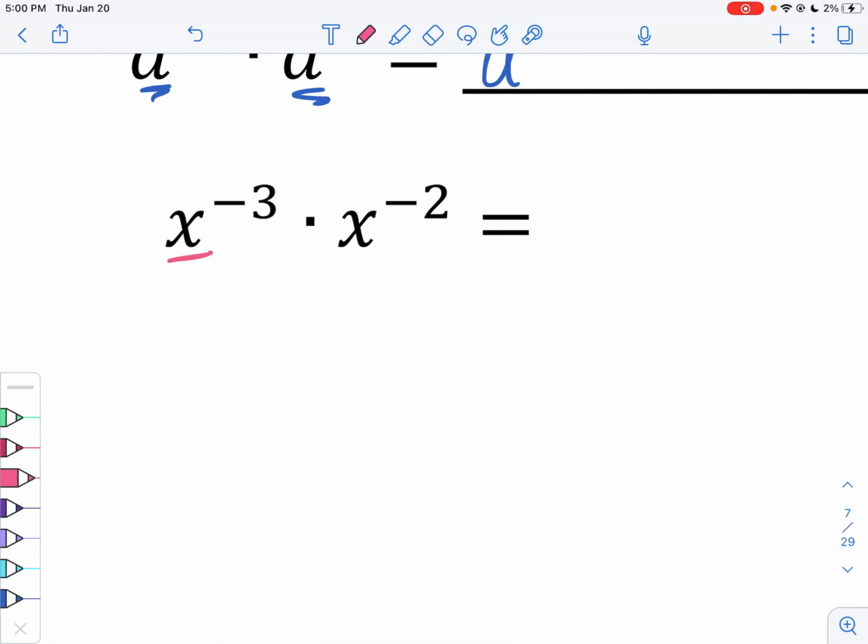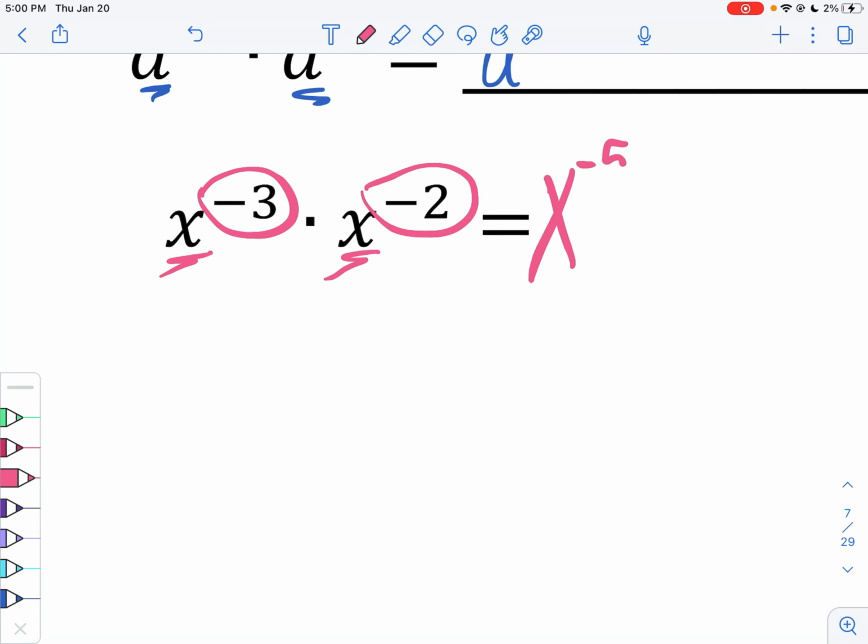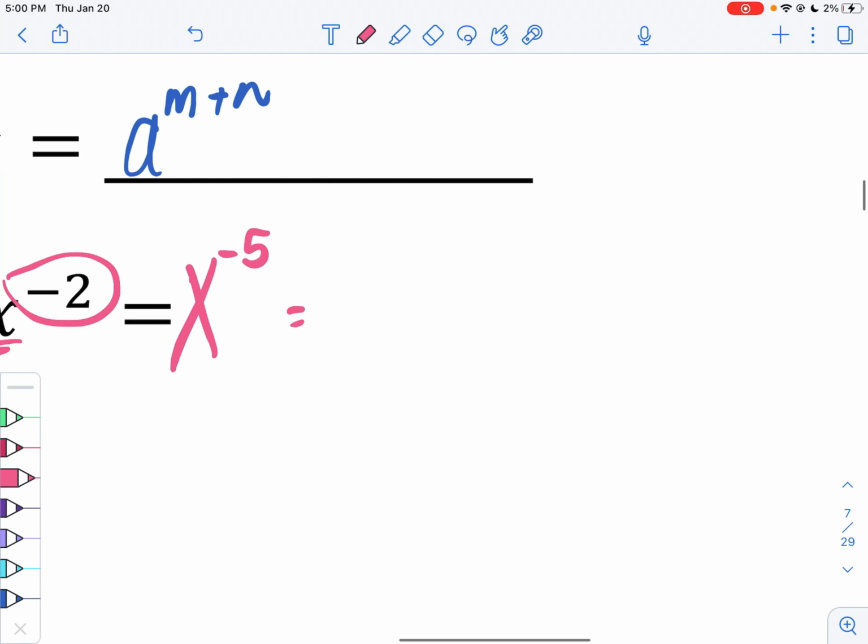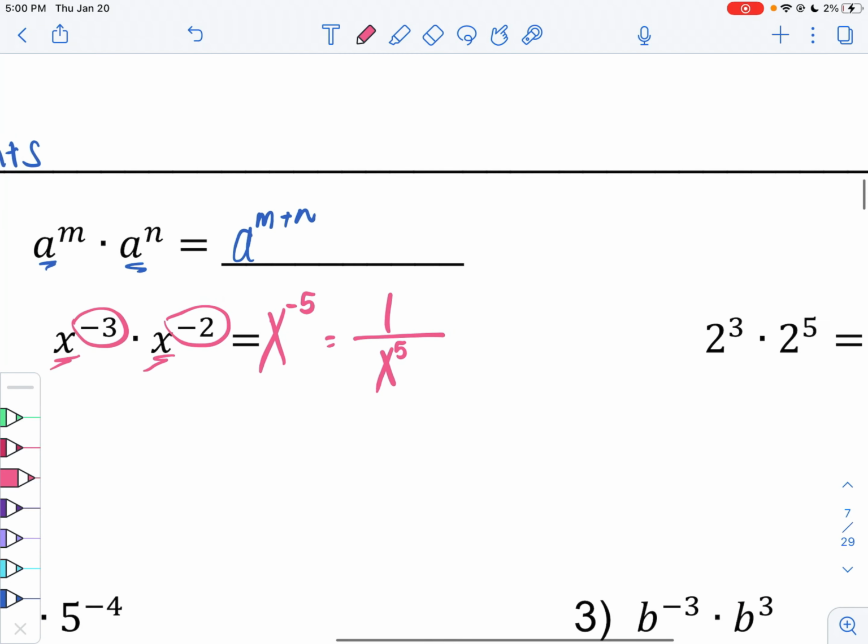Here are like bases. We both have a base of x, so we can add together the exponents. Negative 3 plus negative 2 gives you negative 5, and like we talked about yesterday, we cannot leave a negative in the exponent, so what that's going to do is turn that into a fraction, bring the x down. Once that x comes down, that exponent is now positive 5. Don't leave the numerator blank. So 1 over x to the fifth.